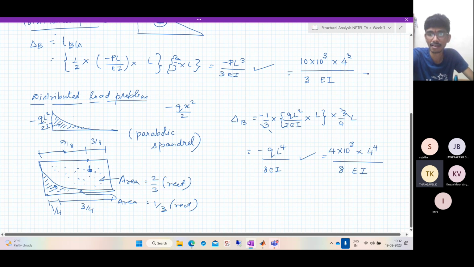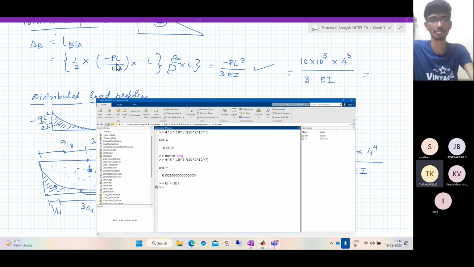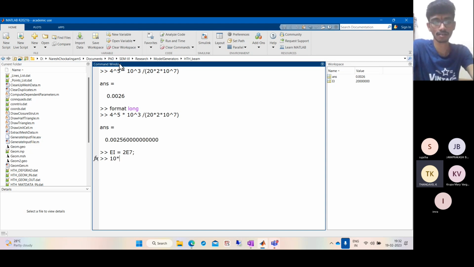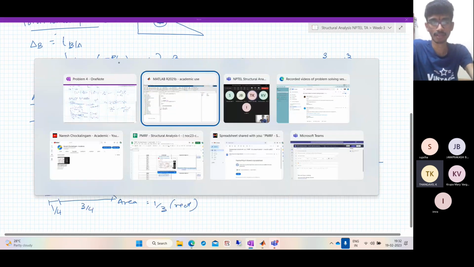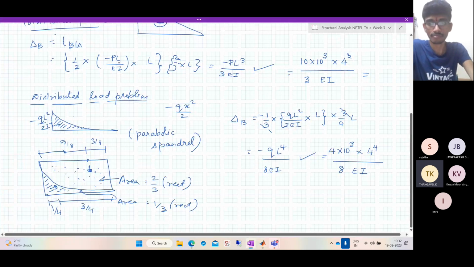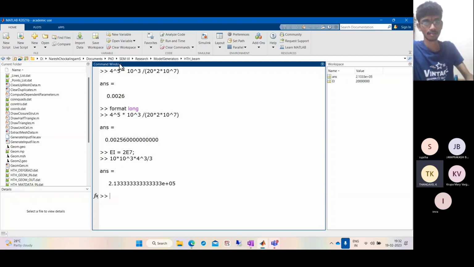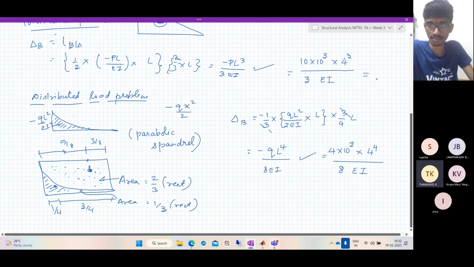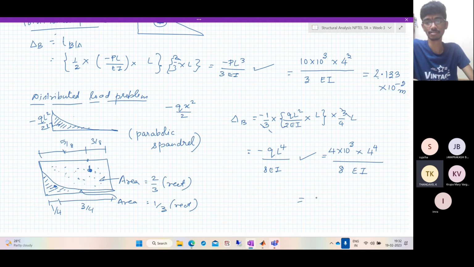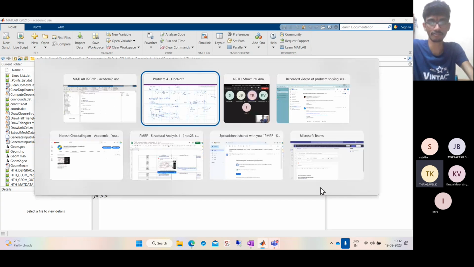Now, how much is this? So what is 10 into 10 cube into 4 cube by 3? That is some 2.133. So 2.133 into 10 power minus 5 meters. And this one, it is simple, right? So 4, this is half. 4 power 4 is 256. So this is 128. 128 into 10 power 5.